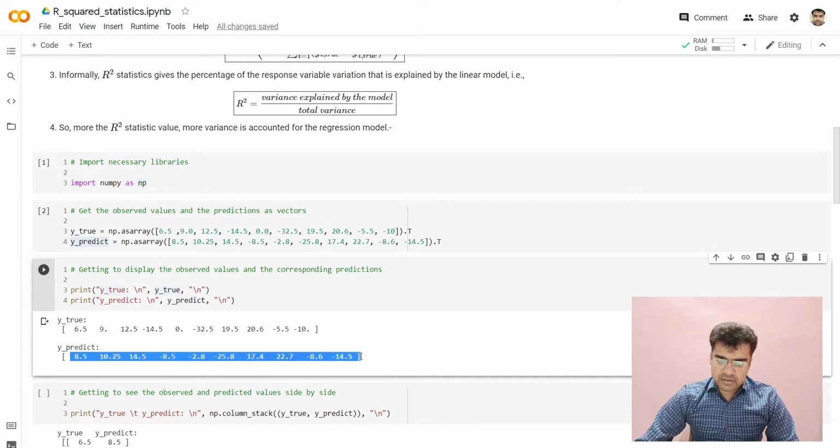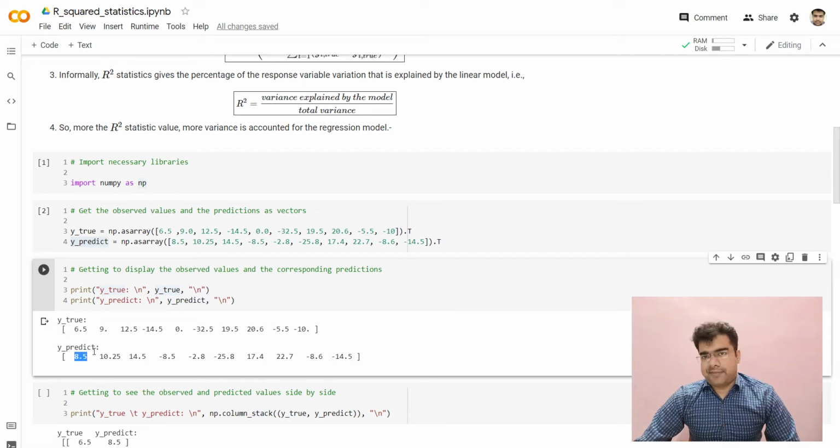These predictions have been made by the regression model, which is there at the back end. So we are assuming that there is a model which has given us these predictions. For instance, if you look at the first point, the ground truth was equal to 6.5, and the model predicted 8.5. Likewise, for the second sample, the ground truth was equal to 9.0, and the corresponding prediction was equal to 10.25. So likewise, we have pairs of ground truth values as well as predictions, right?